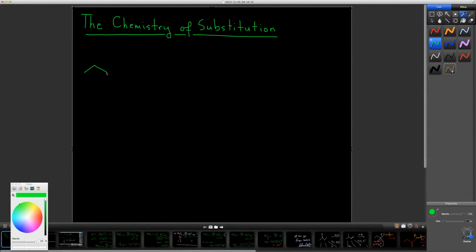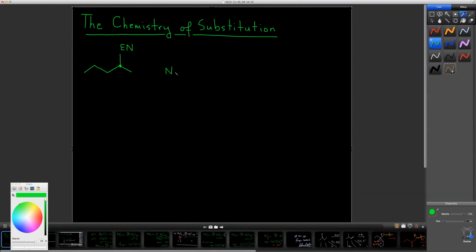We will have a carbon atom that is electrophilic. And because it is electrophilic, it will be bonded to a more electronegative atom. So I'm just going to simplify this as En.